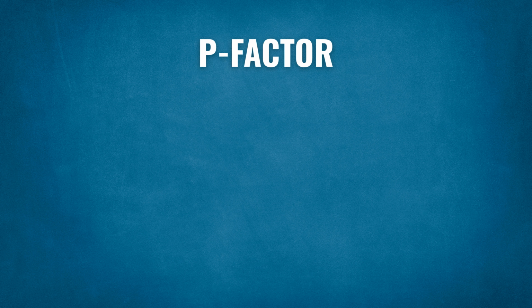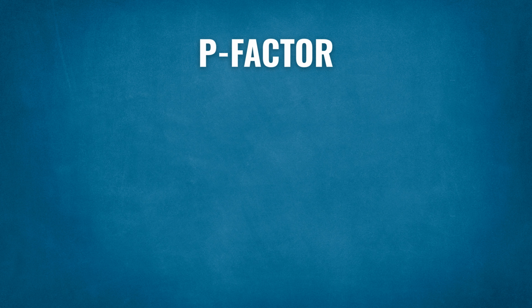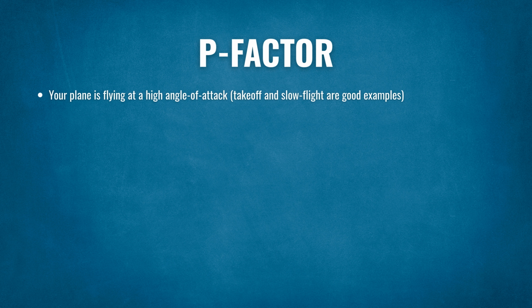P factor, which is also called asymmetric propeller loading, happens when the downward moving propeller blade takes a bigger bite of air than the upward moving blade. This happens in two scenarios. Your plane is flying at a high angle of attack. Takeoff and slow flight are good examples.